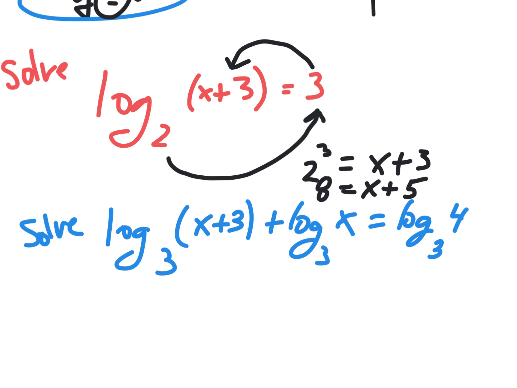I can even double check it. I go to put a 5 right here. It'd be log base 2 of 8, and 8 is really 2 to the third, so the answer is 3. It worked. I checked it.